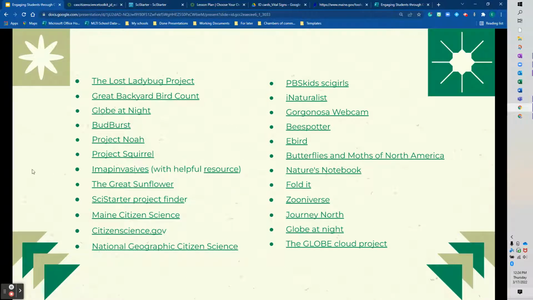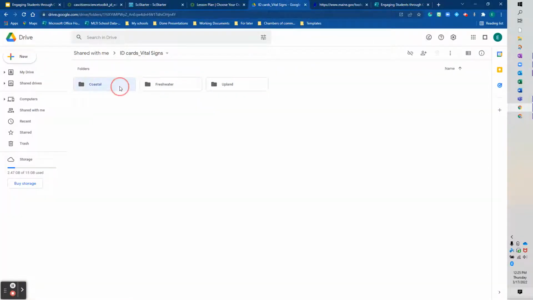One of my favorites is IMAPS invasives. I'm an invasive species guy myself. I've spent most of my professional career working with invasives in my science classes. IMAPS invasives is great. There used to be a website and a program. Actually, there's a full program through the Gulf of Maine Research Institute called Vital Signs, and Vital Signs was kind of a precursor to IMAP invasives. In fact, it kind of became this. But what I've done here is I put a link that takes you to the species cards that Vital Signs used back in the day.